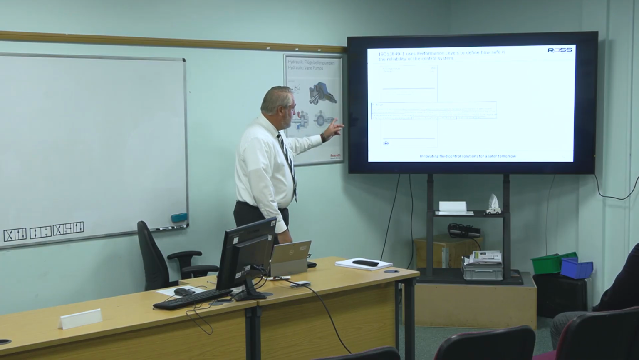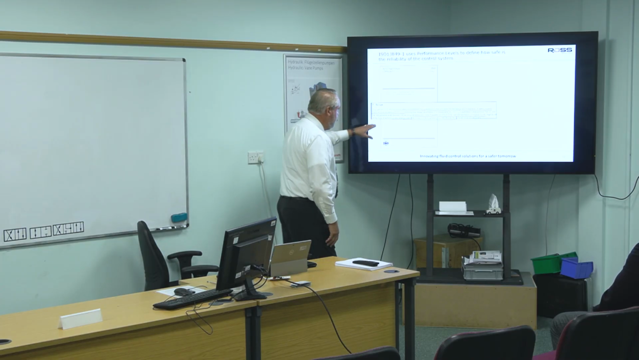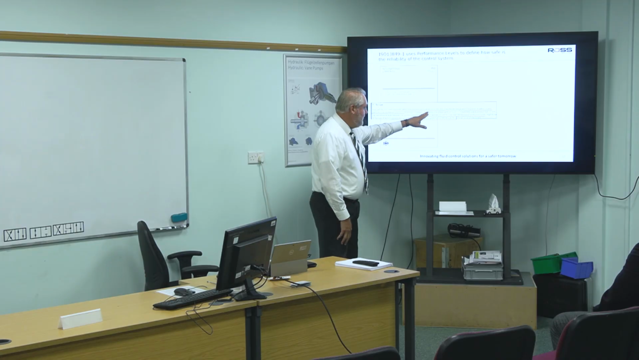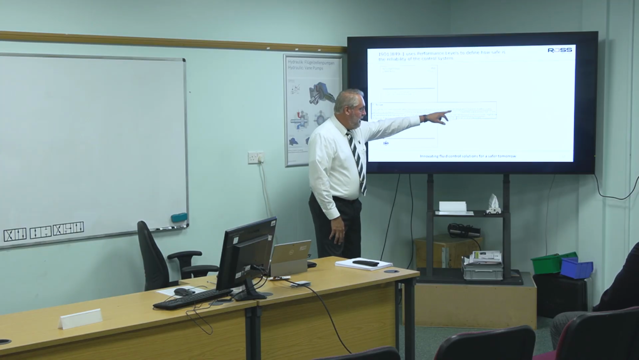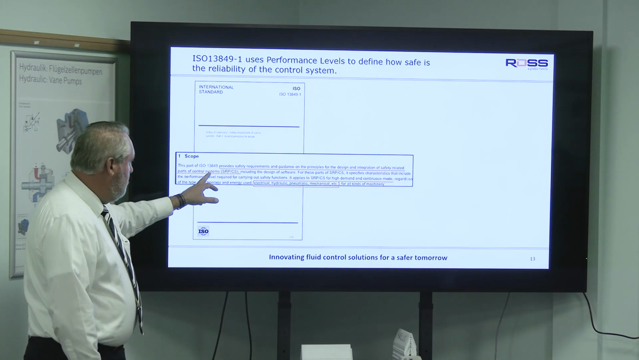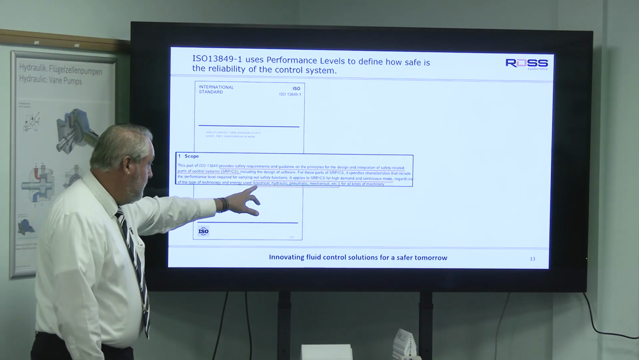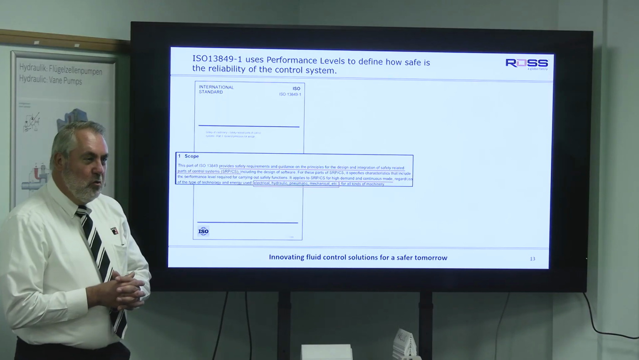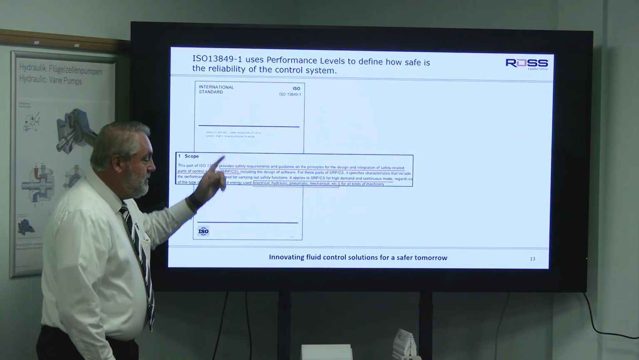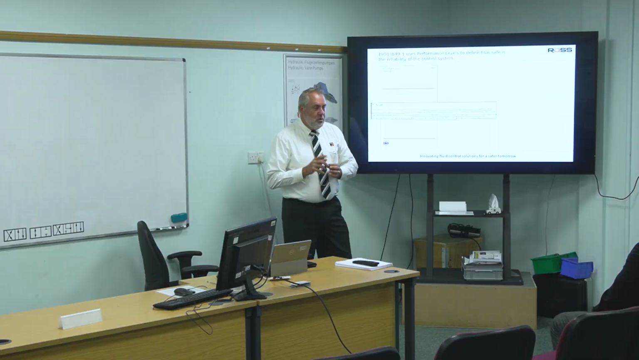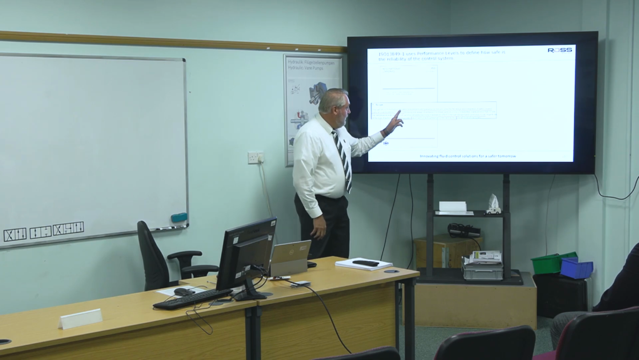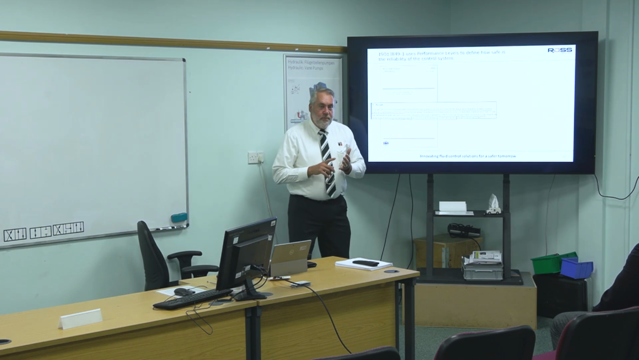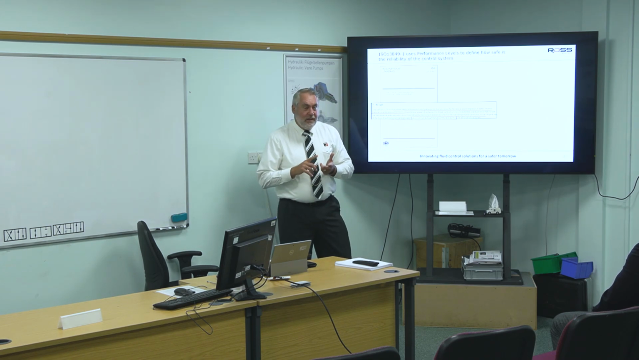When I look at ISO 13849, it says that it provides safety requirements and guidance on the principles for design and integration of safety-related parts of the control system, and that is to include electrical, hydraulic, pneumatic, and mechanical. So you can't ignore it anymore. In 1996, when this standard was written, there was no one really addressing fluid power. The 2006 version of ISO 13849 added the requirements for pneumatic and hydraulic.